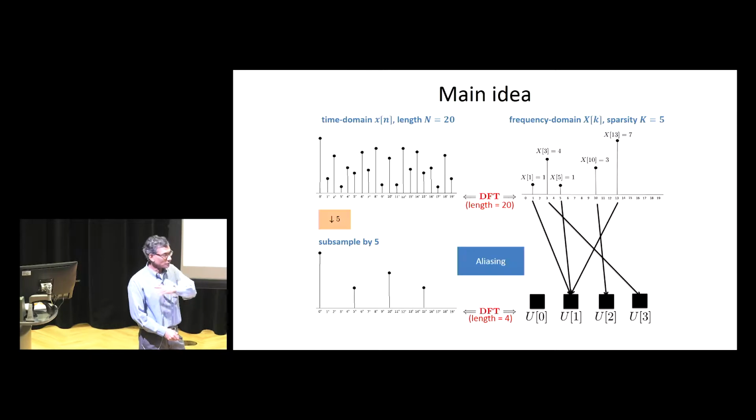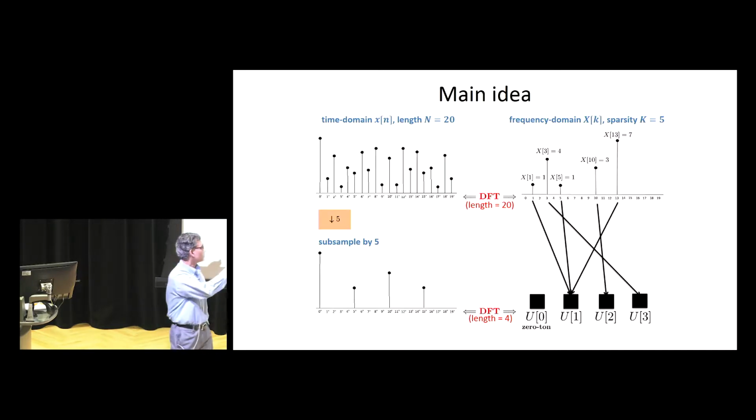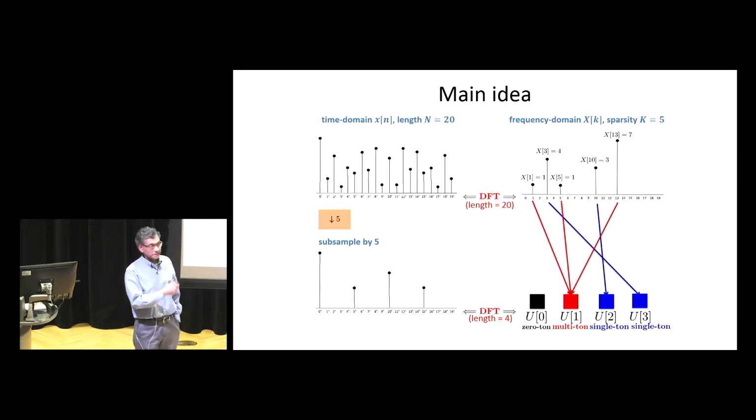So all the zeros went away. So I have a sparse graph here. And in particular, I can look. The first bin has nobody coming to it, even though it could have had 5 or 4. So we call that a zeroton. This is a multi-ton because it's more than 1. But the other 2 are singletons, right, in this example.